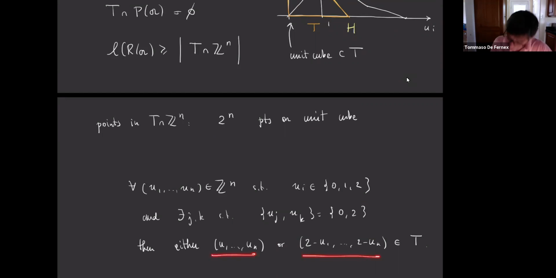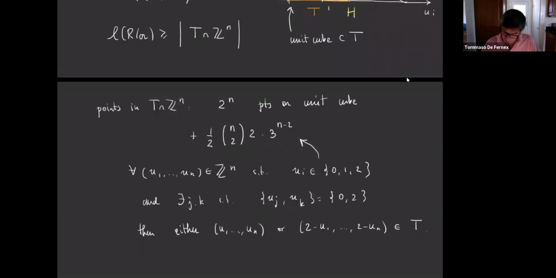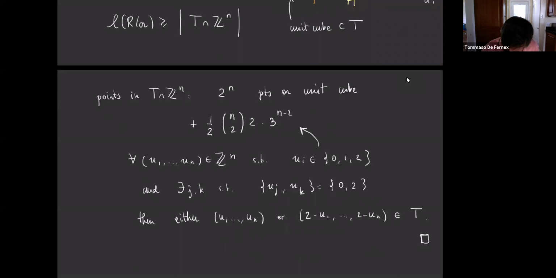But because either one is in T, I know that at least half of the points I'm listing here are going to be in T. So I add 1/2 of what? Of this, I need to pick two entries, the uj and uk. So I have n choose 2. And then I need to choose which entry is equal to 0 and which entry is equal to 2, so I multiply by 2. And for the remaining n-2 entries, I need to choose a value among 0, 1 and 2. So this gives me 3 to the n-2. And this proves the lemma, because that was exactly our bound.